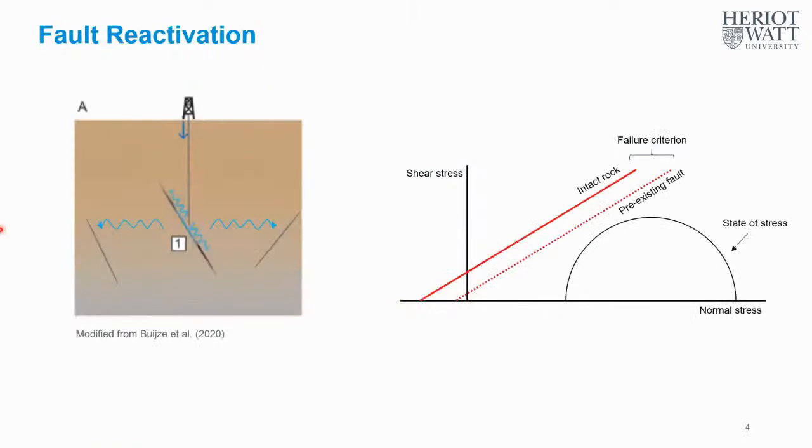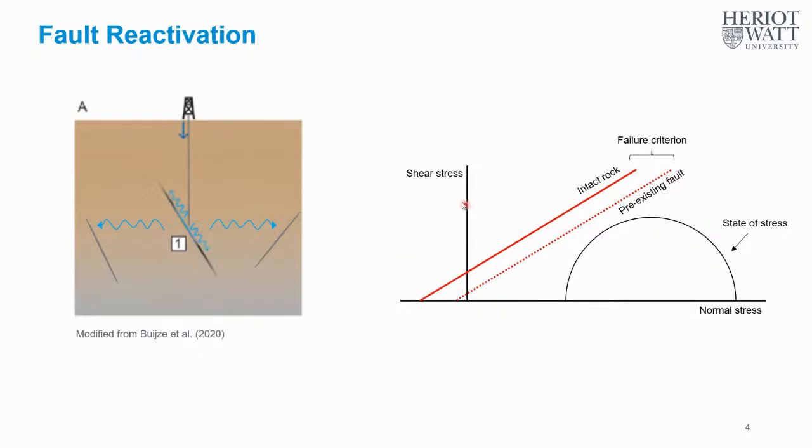How can geoenergy operations cause fault reactivation? Well, the key point is that fluids at pressure are either injected, like here in this geothermal setting, or extracted from the subsurface, and that can change the state of stress of the subsurface in various ways.